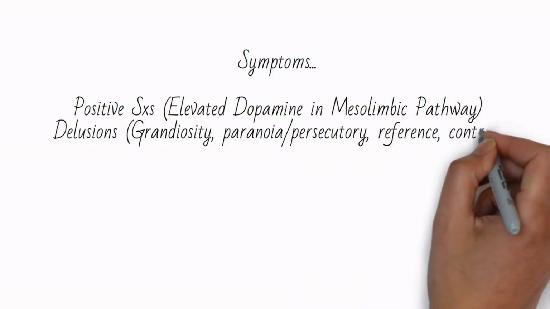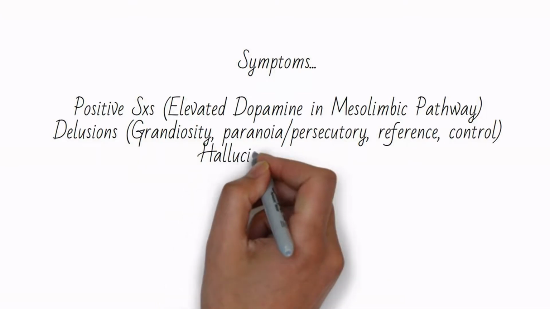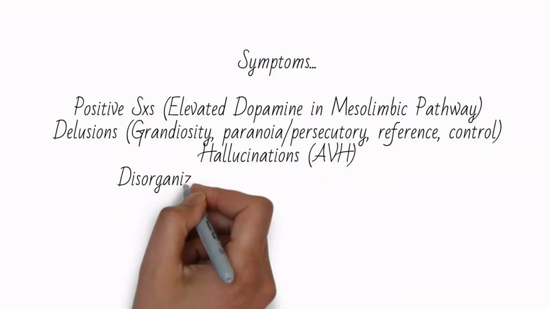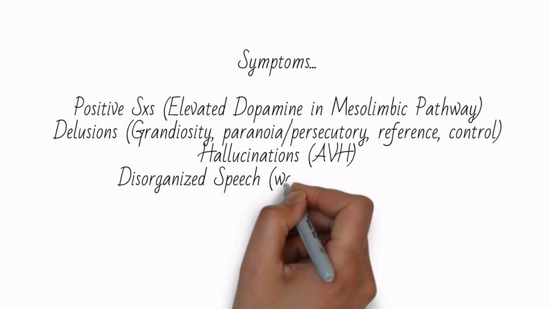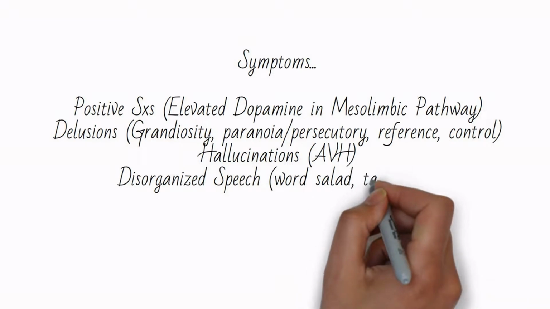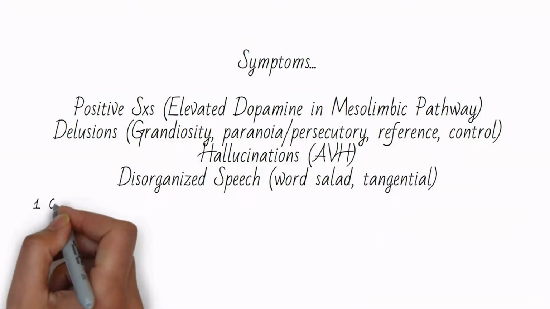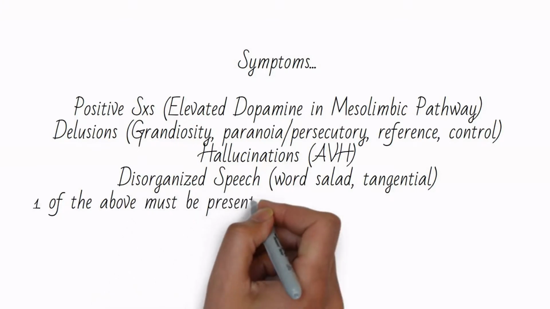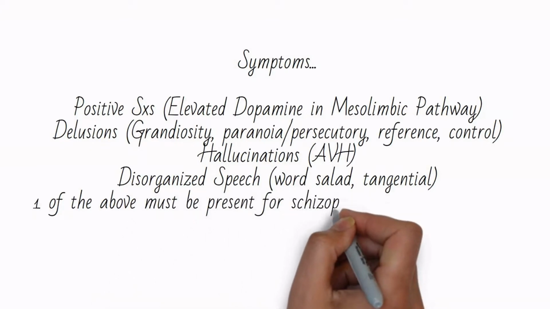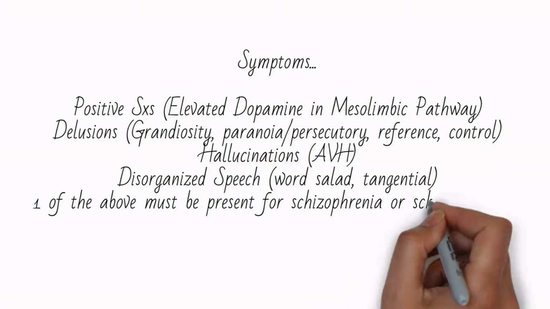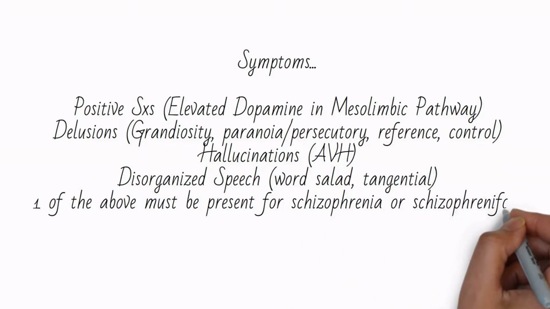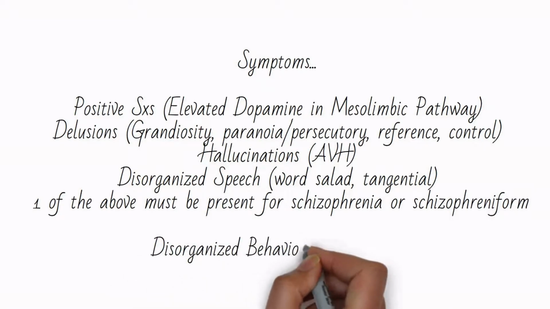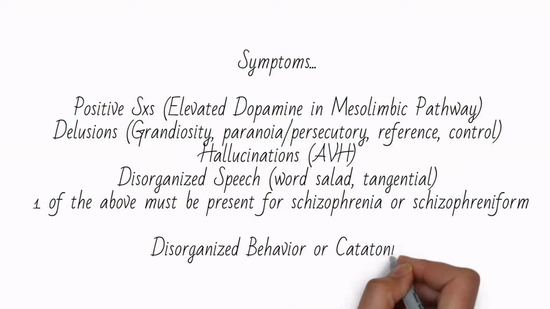The next category of symptoms is hallucinations, which include perception of auditory or visual stimuli that don't actually happen, such as hearing voices or seeing objects or people. Finally, disorganized speech, including word salad, where gibberish or words that make no sense together are strung into a sentence, and tangential speech, where the speech never really gets to a point or destination. One of the 3 symptoms already mentioned must be present for a diagnosis of schizophrenia or schizophreniform disorder. Behavior that is grossly disorganized, or catatonia, is the final positive symptom.